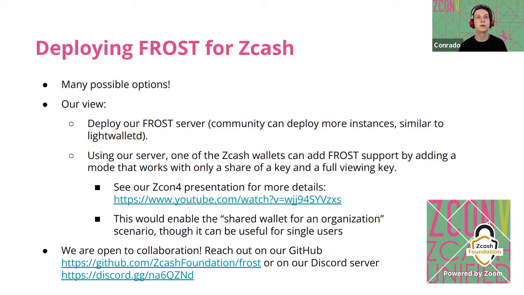You can deploy the server like we have multiple Light Wallet servers. We could have multiple Frost servers, or maybe we could even ship them together. And using this server, one or more of the Zcash wallets could add Frost support. The main thing you need is something similar to Zashi, where you can create an account with just a full viewing key. It allows you to export the transaction plan and import a signed transaction.